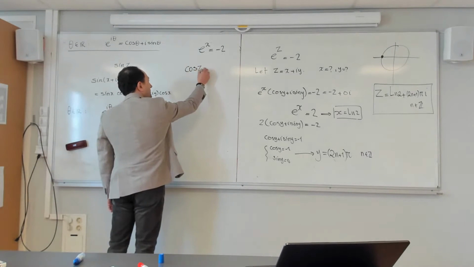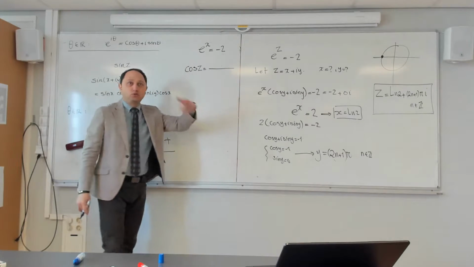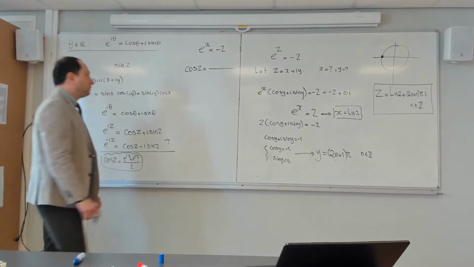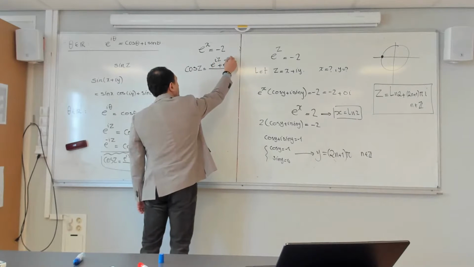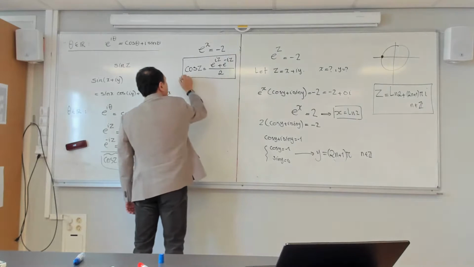So cosine of z is a little bit of a strange definition. It has nothing to do with the unit circle or whatever. It's completely related to the exponential function. So e to the power of iz plus e to the power of minus iz, divided by 2. It's extremely important. So that is the definition.